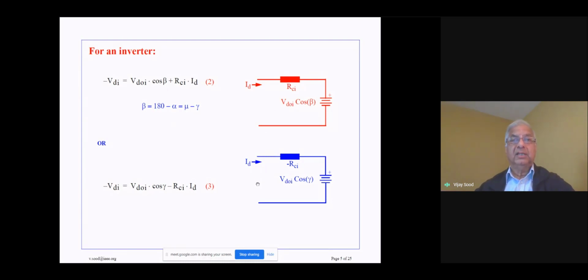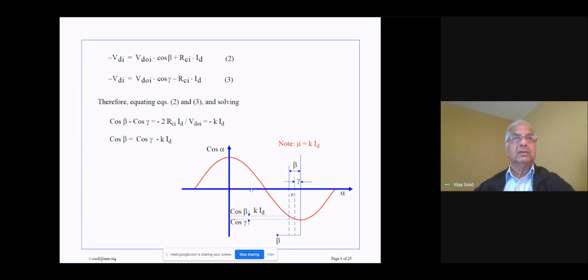Normally, we utilize this configuration to reduce the reactive power consumption. The extinction angle is maintained constant at the inverter. So these two equations again describe the behavior, and they are linked in this fashion. And in this graphic over here, you can see cosine beta minus cosine of gamma.